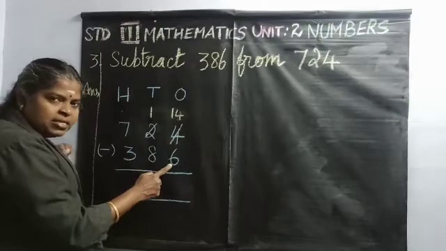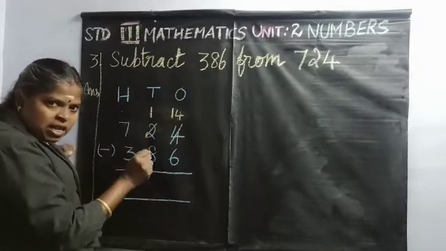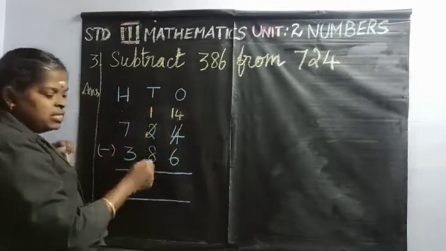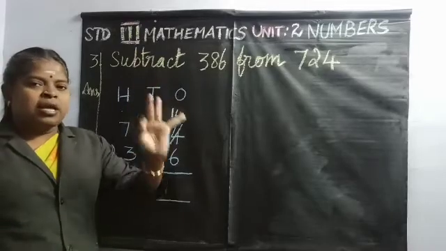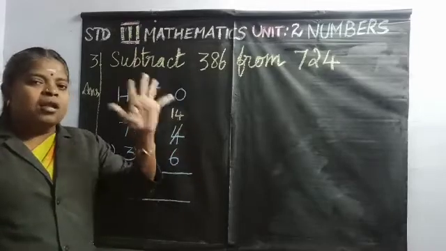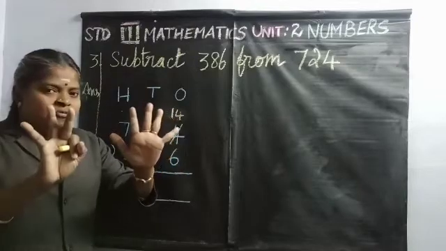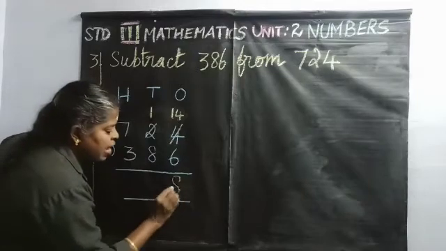14 minus 6. I told you already, you have 14 chocolates. In that you ate 6. After 6, what will come? 7, 8, 9, 10, 11, 12, 13, 14. Now how many fingers are there? 8 fingers are there. So we can write 8 here.